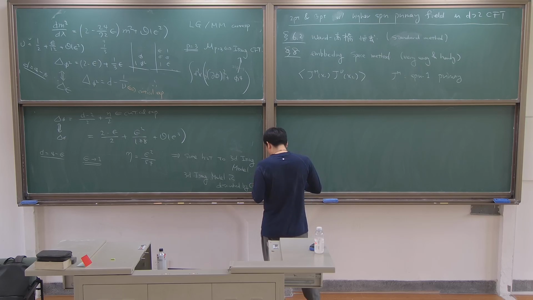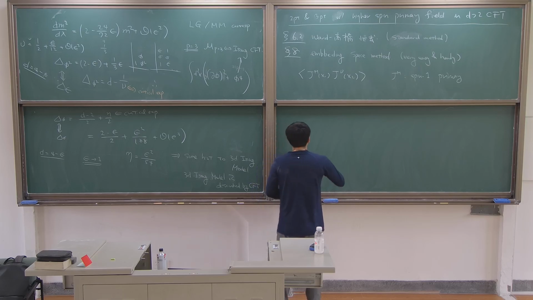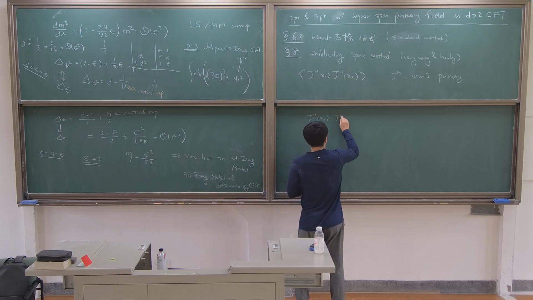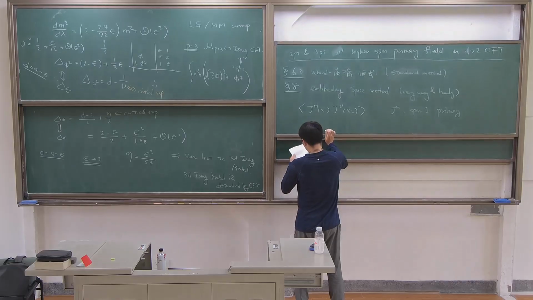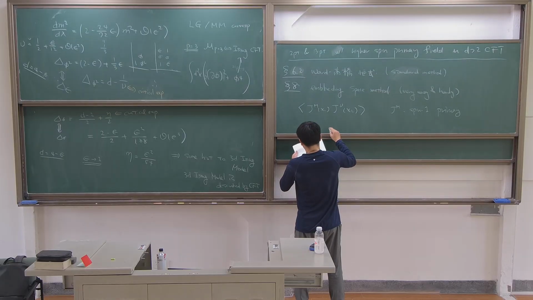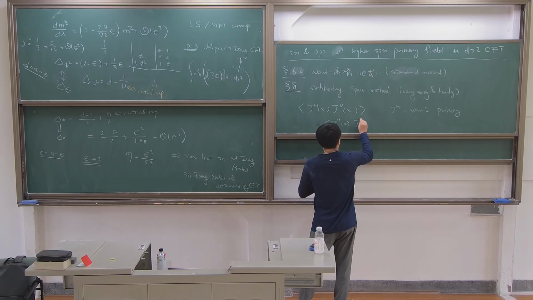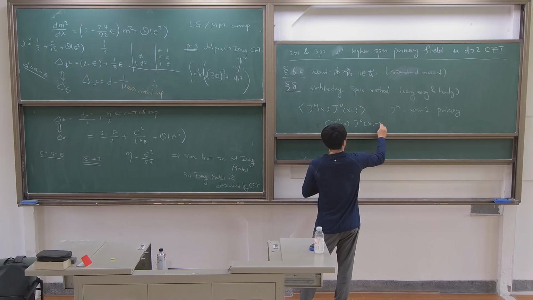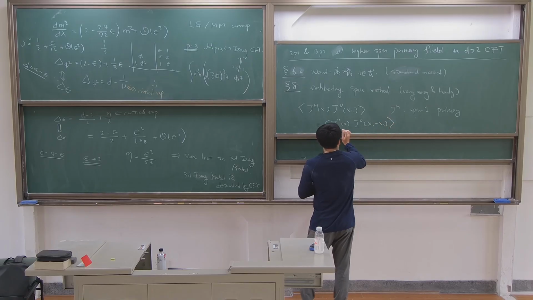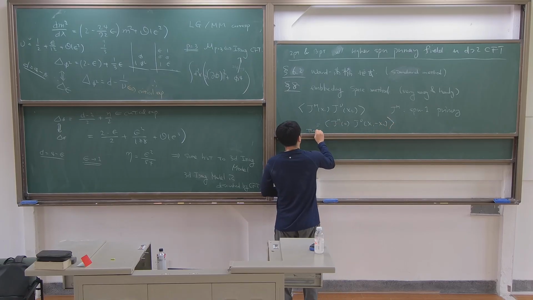Using conformal translational invariance, translational invariance tells you this is equal to a function of x1 minus x2. That's translational invariance.